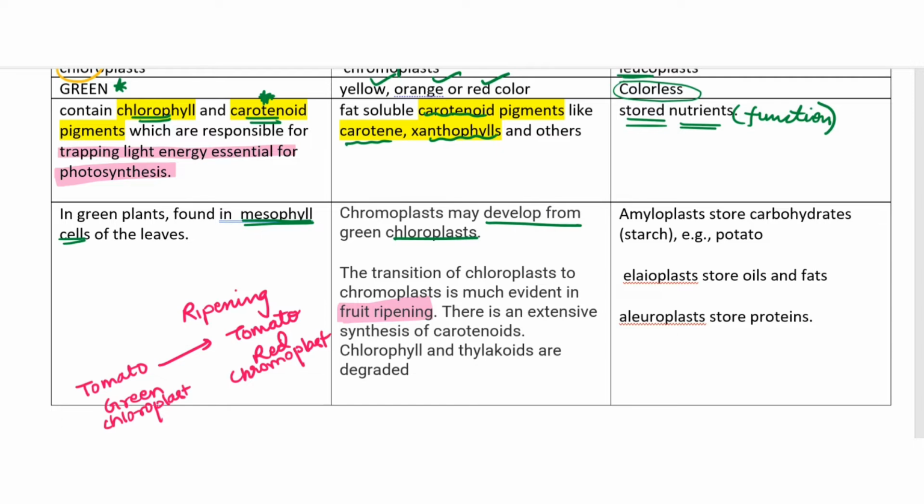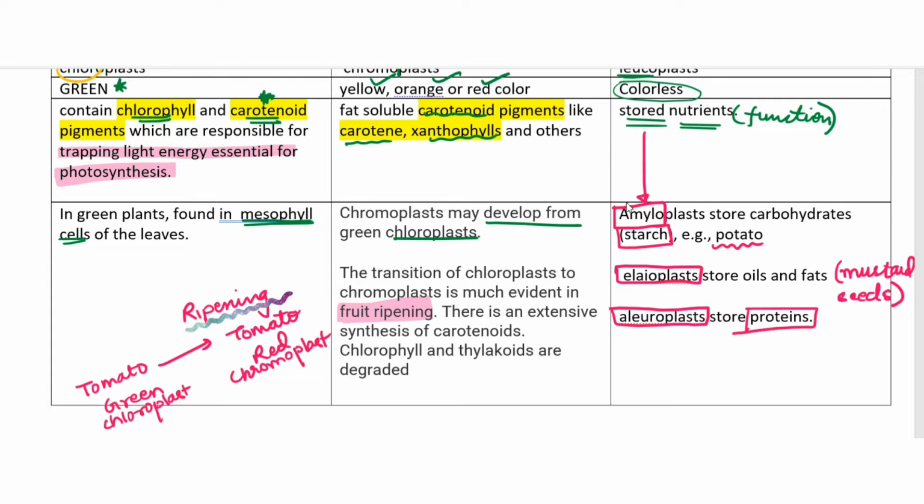Talking about leucoplast, I told you the main function is storage of nutrients. So accordingly, it gets modified into three types. First one is the amyloplast, which is to store carbohydrates or starch, for example in potato. Next is elaioplast, which stores oil or fat, example in mustard seeds. Next is aleuroplast, which stores proteins, example maize.